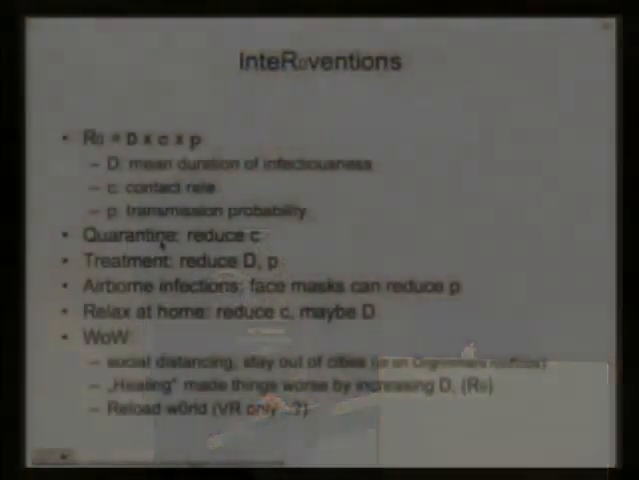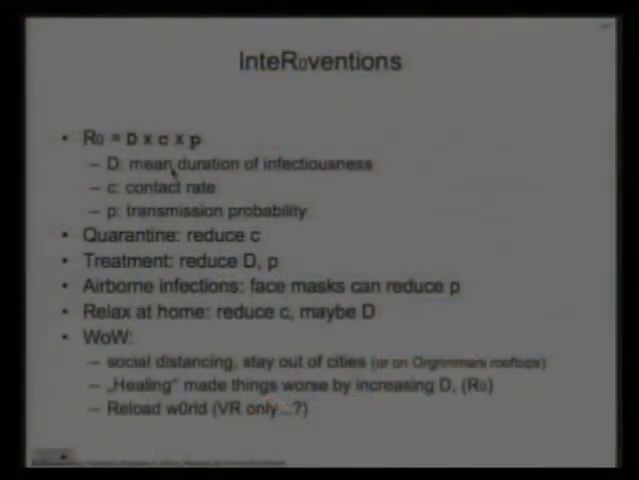And this concept also helps you to think in terms of interventions, like what can we do in order to control disease. And I mentioned already quarantine. You can just reduce the contact rate. If the contact rate is 0, then R naught is 0. So you have to pay special attention to quarantining the infected people.